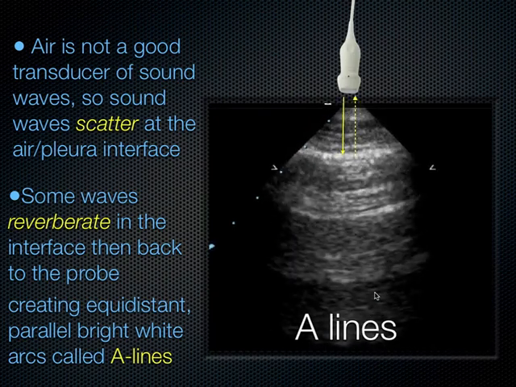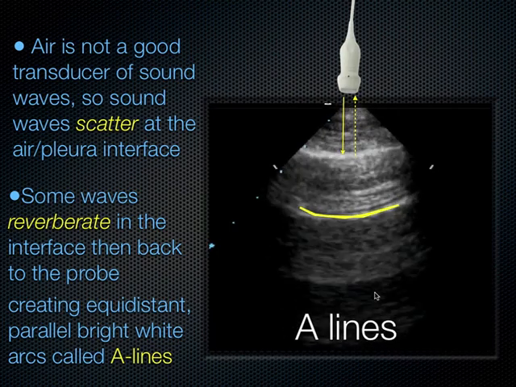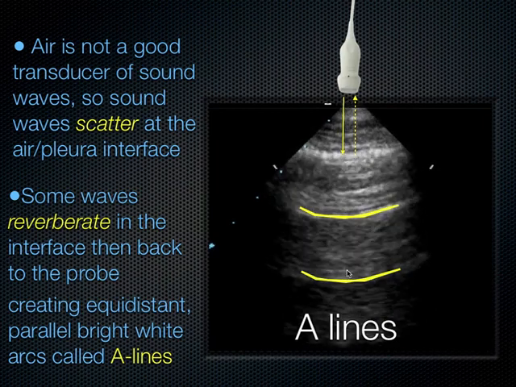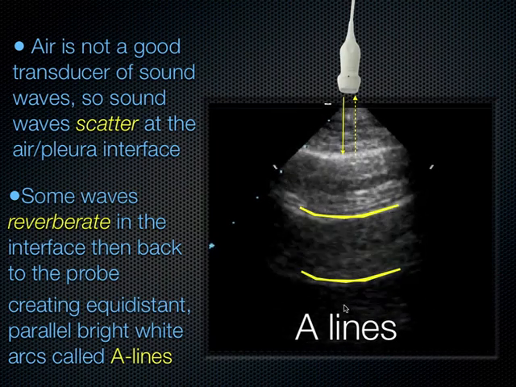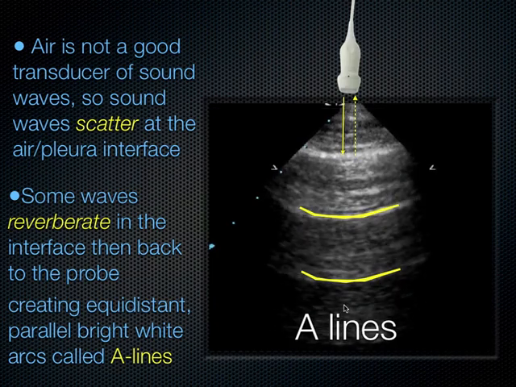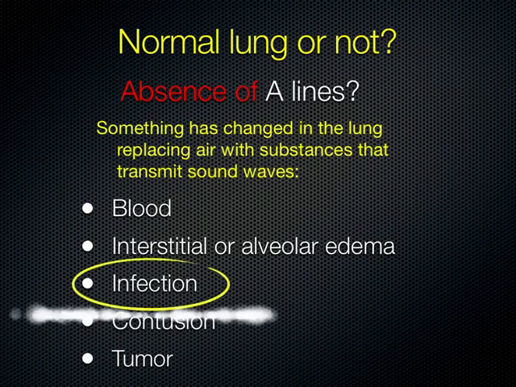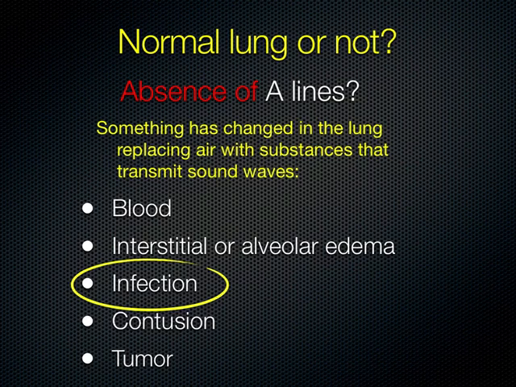So there's the pleural line, and then there's the first A-line, and then there's the second A-line. And they repeat at this equidistant interval. And that's normal. That's what we expect to see in normal lung, although sometimes you can see this with pneumothorax. But what we're talking about right now is infection or pneumonia. And so it's when you lose those A-lines, there's absence of A-lines, that there's something that's changed in the lung that replaces the air with some kind of substance, whether it's fluid or infection, that can transmit sound waves.